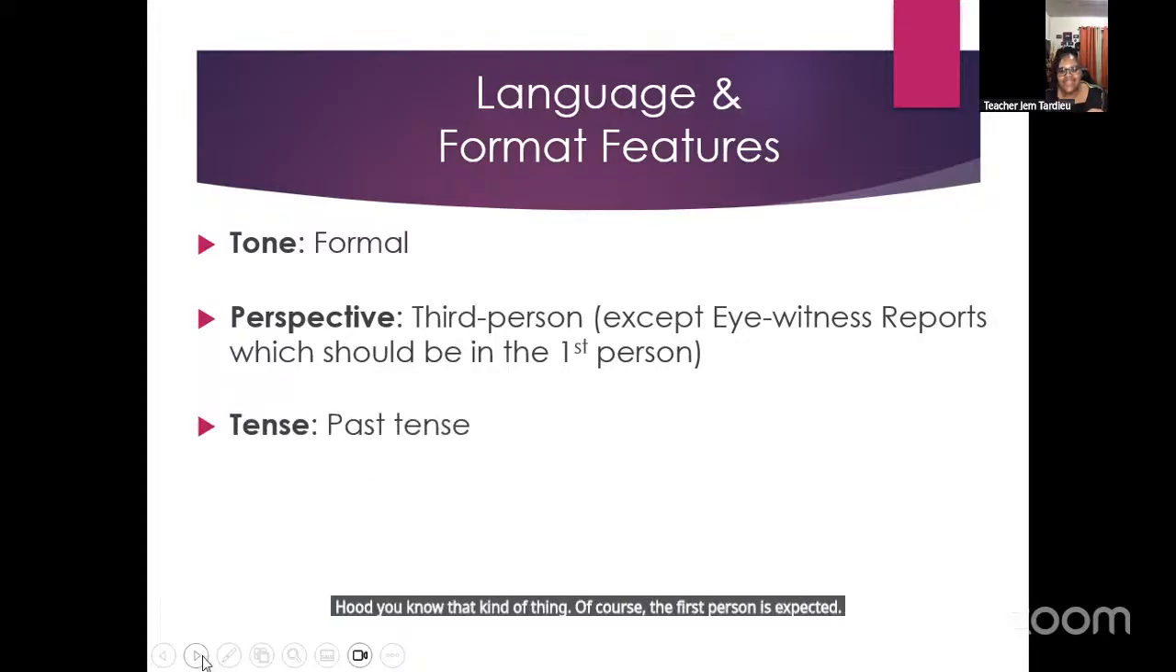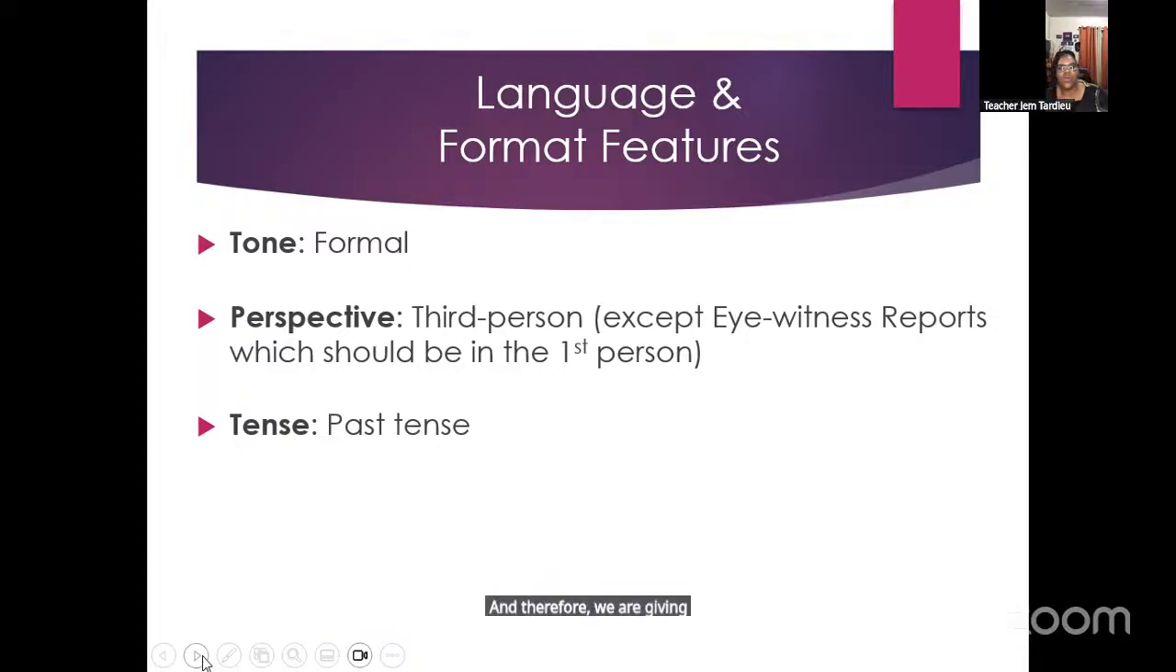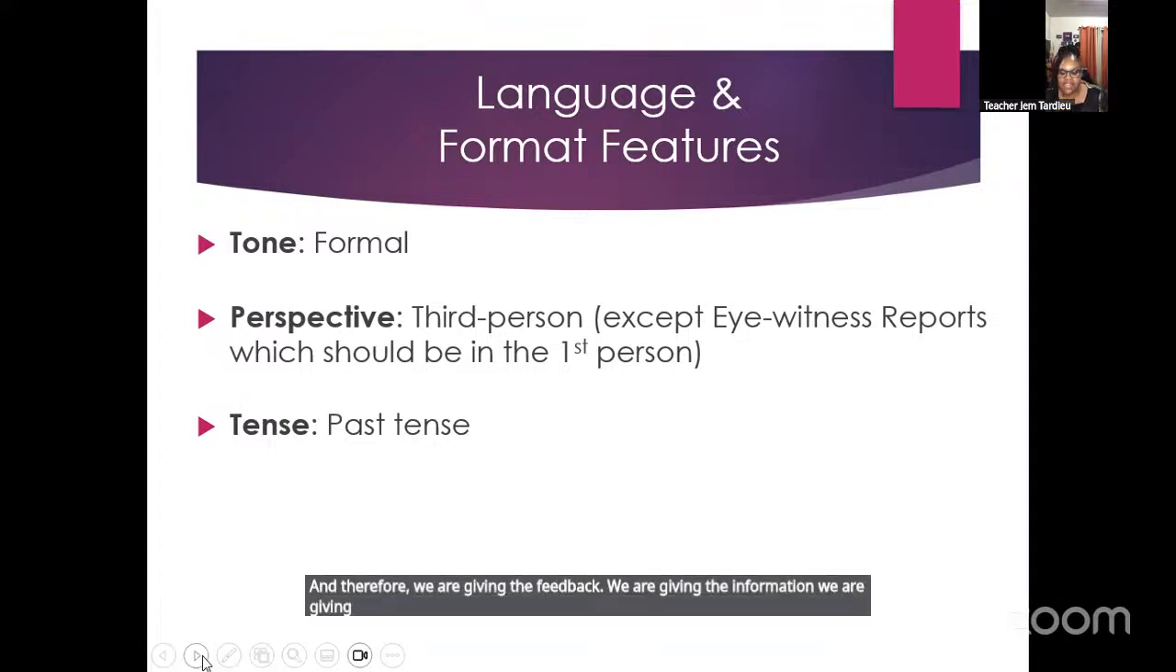The tense is the past tense, because usually when we write a report, it's based on something that took place, something that has happened. And therefore, we are giving the feedback, the information, the series of events that took place.